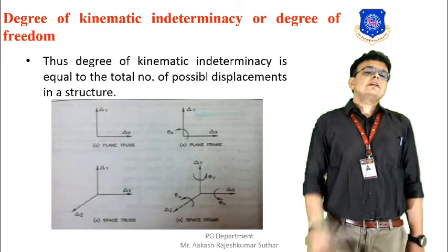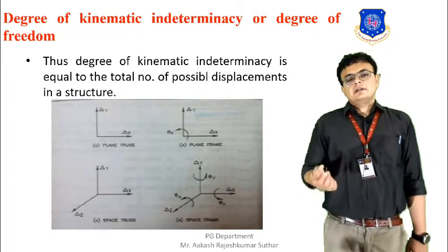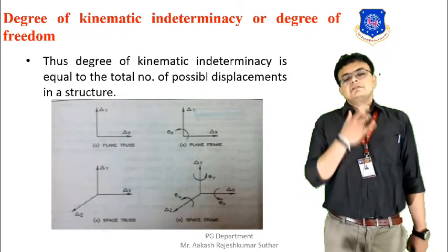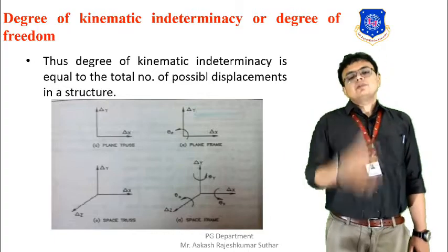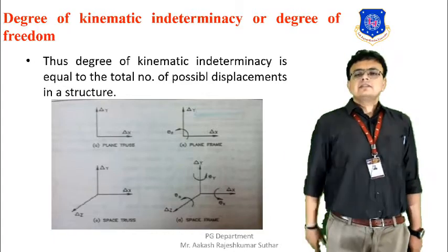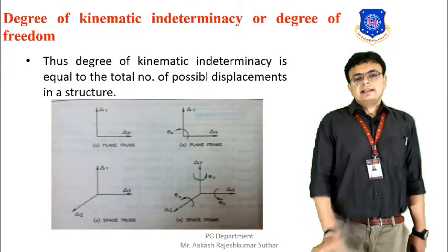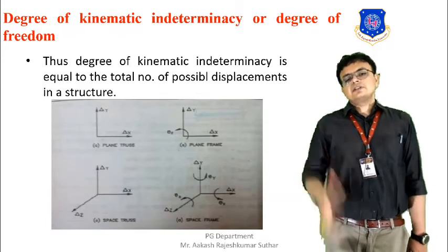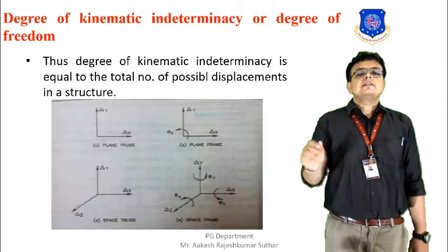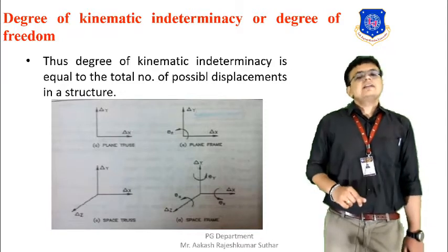Space truss, there will be rotation in all the three axes. In space truss there will be displacement in all the three axes. Delta here says that it is the displacement. Delta x means displacement in the x direction, delta y is displacement in the y direction, and delta z is the displacement in the z direction.